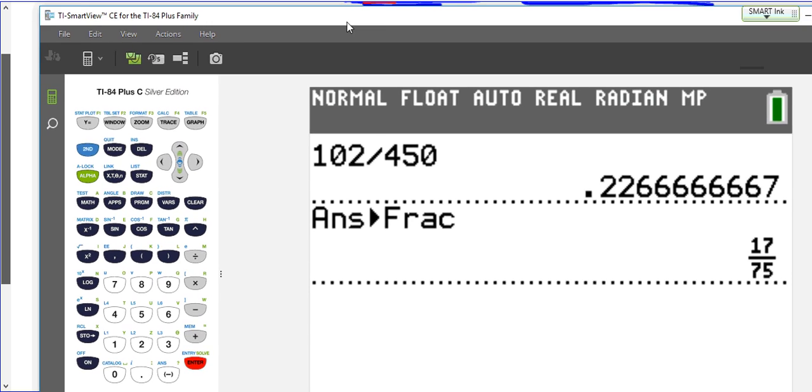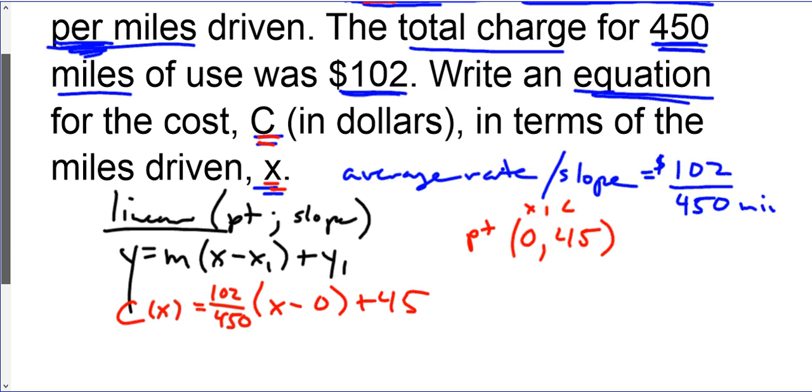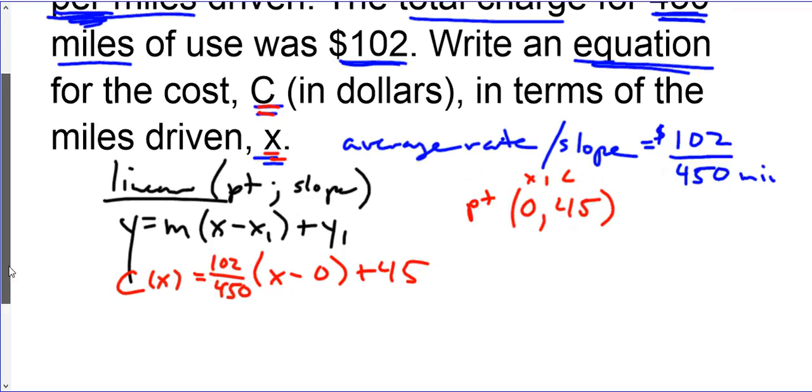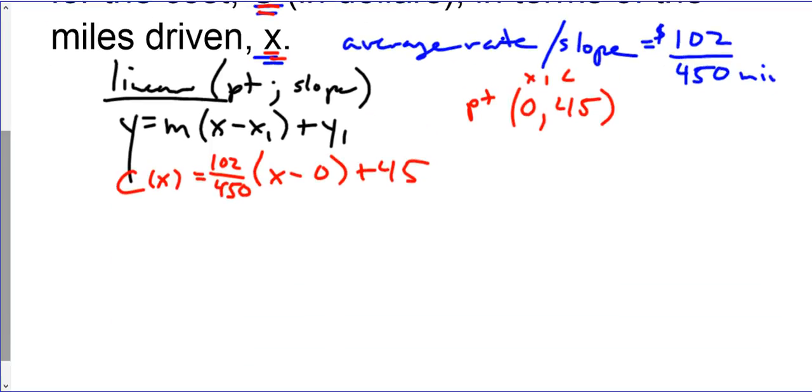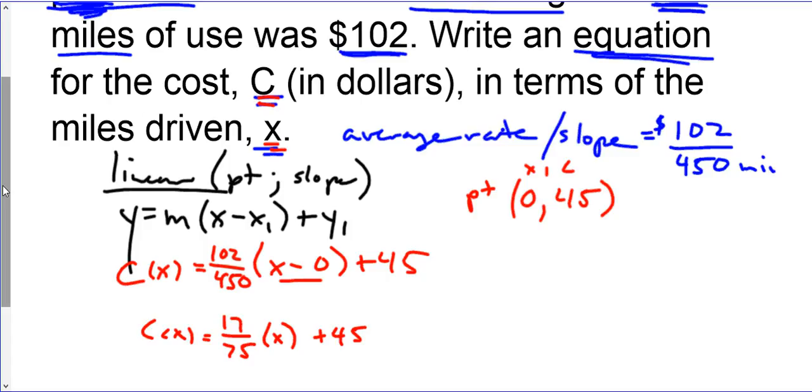17/75. So we're going to simplify this. We're going to take 17 over 75 times x minus 0, which is going to be x, plus our 45. So you see how this transforms into slope intercept form. And we have it: write an equation of cost in terms of miles driven.